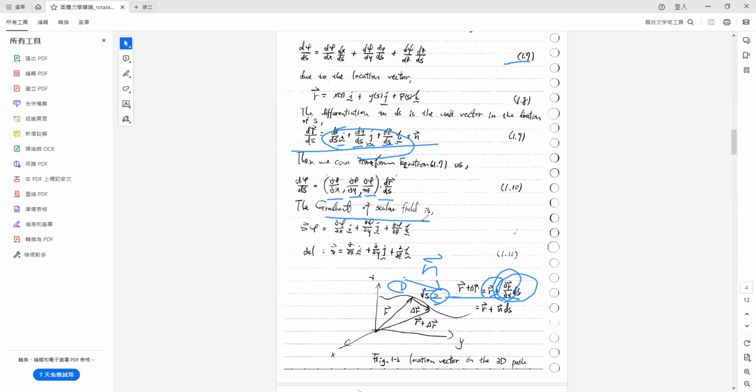And then the gradient of the scalar field. In this condition, we describe the gradient of the scalar field as the differential operator dot phi equals delta phi/delta x plus delta phi/delta y plus delta phi/delta z. The differential operator is also called del, and this is its partial form.